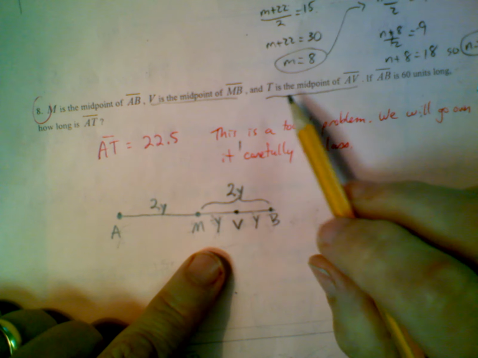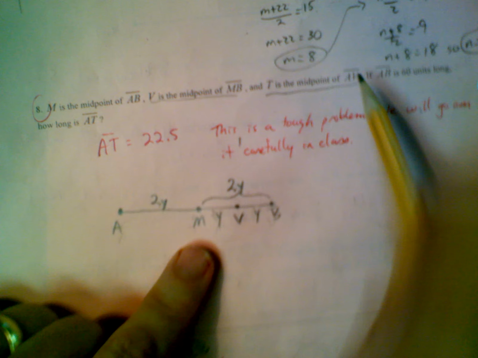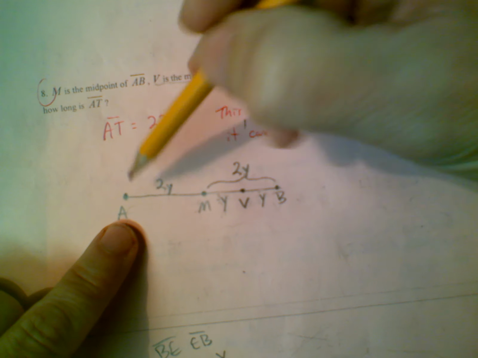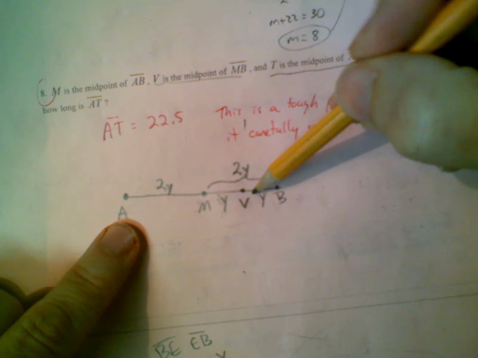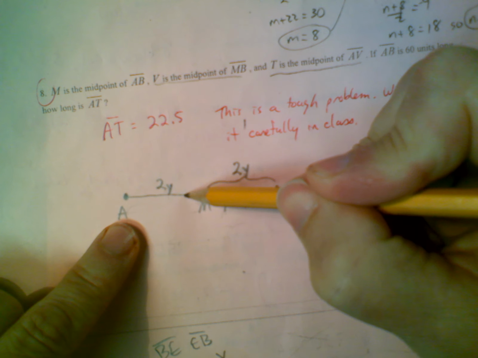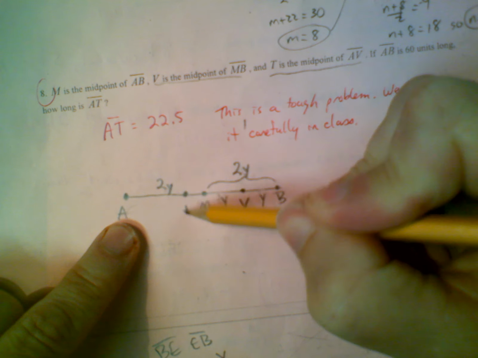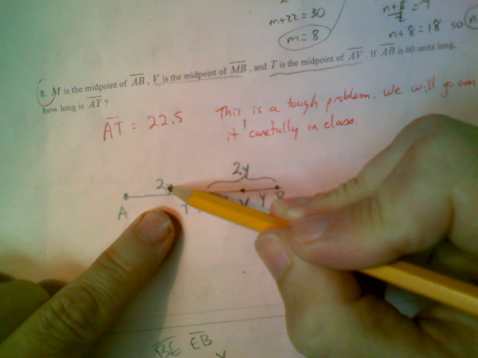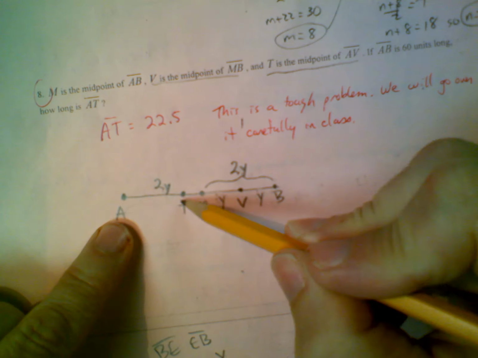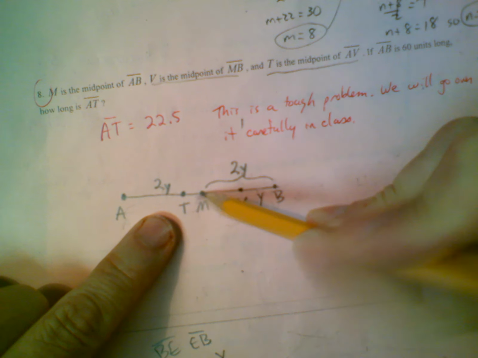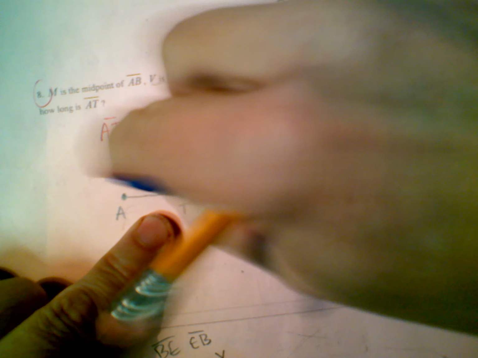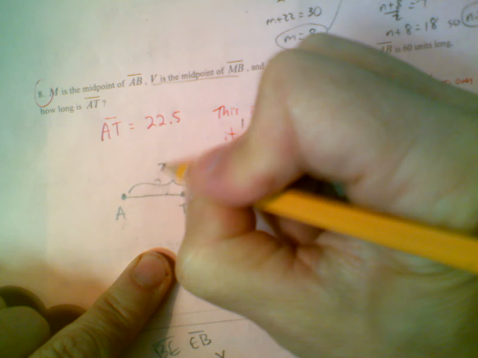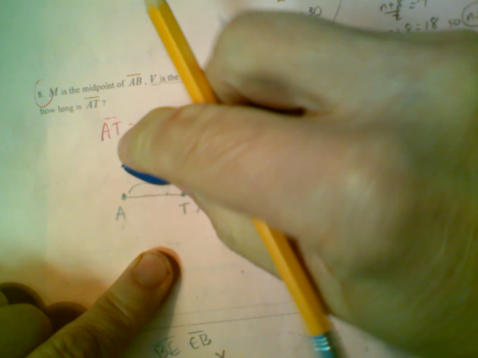Let's continue. T is the midpoint of AV. All right, here's the really difficult part. T is supposed to look like it is exactly halfway between A and V. Well, that looks to me like it would be right about there. Okay, now I've just ruined this 2Y, because now that 2Y looks like it's going from A to T, but it's supposed to go from A to M. So I'm going to erase my 2Y, put another bracket there, and put the 2Y back in.